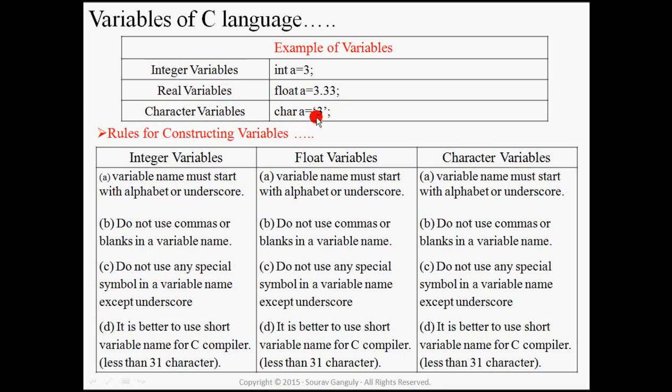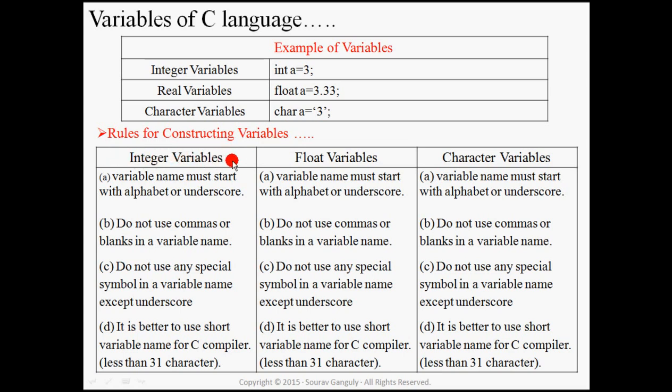In the next case, A is a variable of the type character and can hold a letter under single inverted comma. It may be 3, may be A, may be B, may be equal to sign, anything. Now come to the rules for constructing variables.